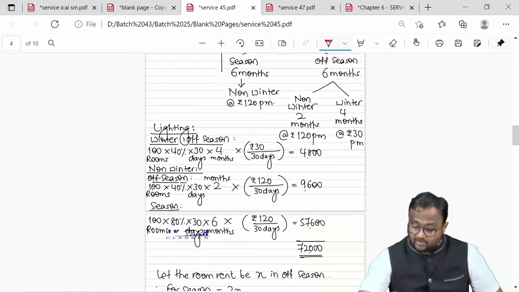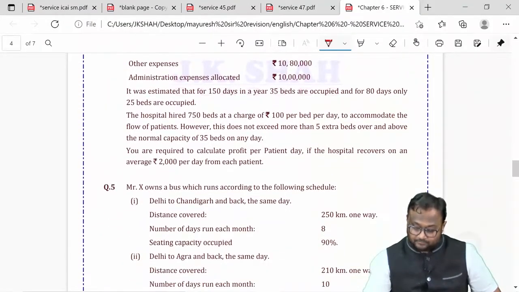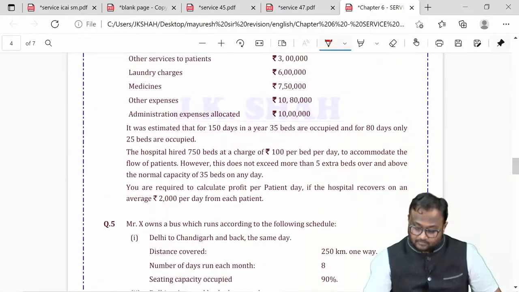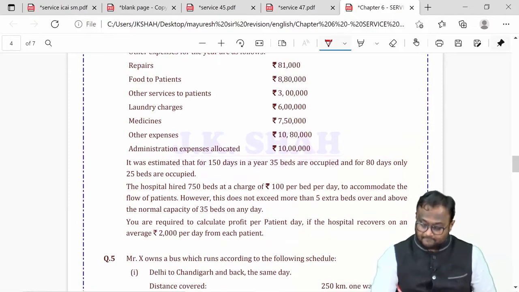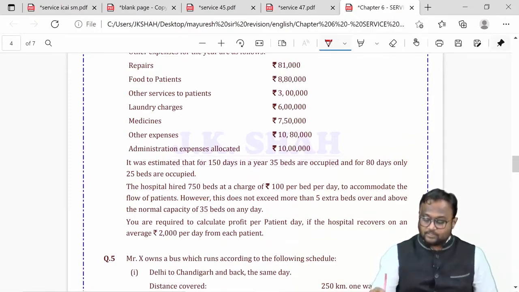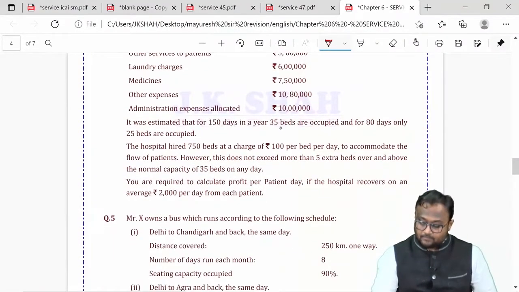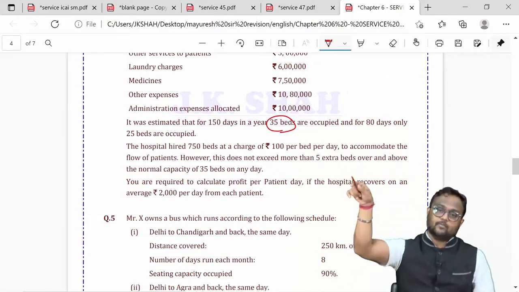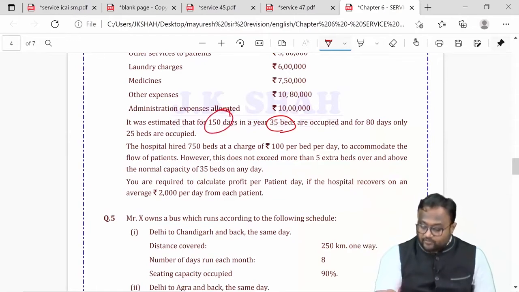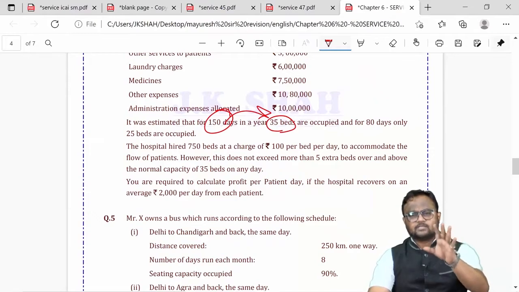Yes guys, after this, hospital was pretty simple. The only extra charge was the 750 extra beds. Now it is common sense. In a day, 35 beds can be accommodated. If you touch 35 beds, if you reach that level, then you need extra beds. For 150 days, you have touched the maximum limit. So at the most for 150 days, you will be requiring extra beds.